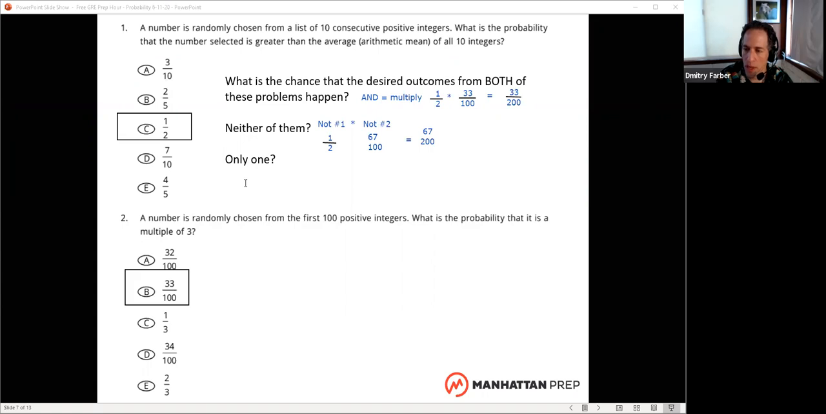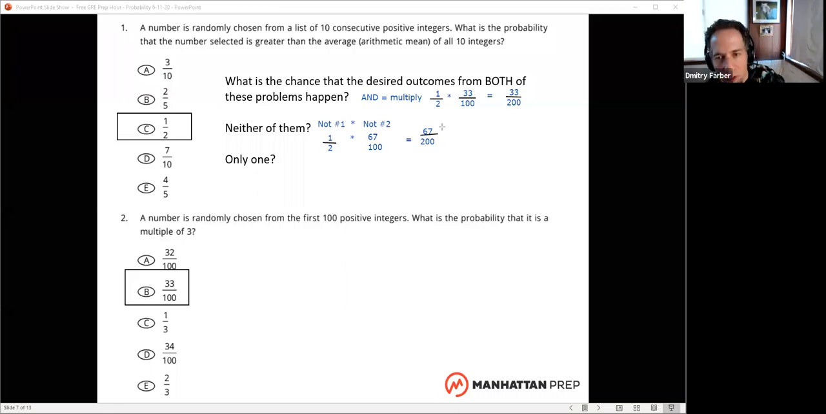Okay, cool. So we don't want to add those pieces. We don't want to say there's a half of this and a half of that. We can just directly multiply these two pieces. We can say the chance of not 1 is 1/2. The chance of not 2 is 67 over 100. So I multiply those together, and it's 67 out of 200.